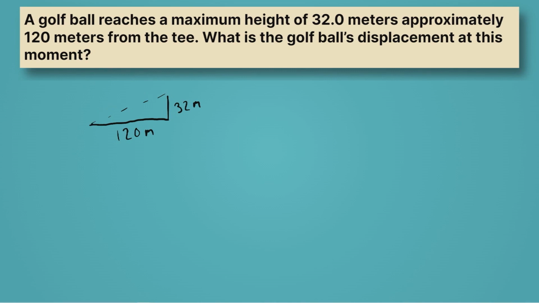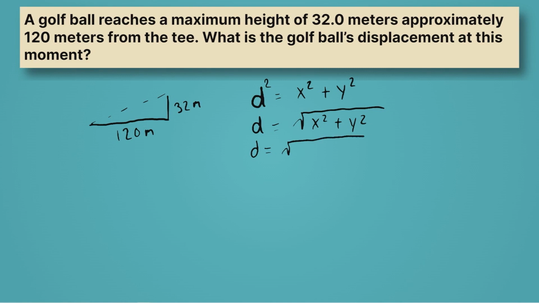Okay, so recall that the displacement, in this case represented by the hypotenuse squared, is equal to the x component squared plus the y component squared. And so to solve for d all by itself, we're just going to take the square root of both sides, and we're going to see what might look familiar to you as the distance formula. The displacement is equal to the square root of x squared plus y squared. And then we'll go ahead and plug in our x and our y. X is 120. Remember, that's in the horizontal direction. And our y, which is the vertical direction, is 32.